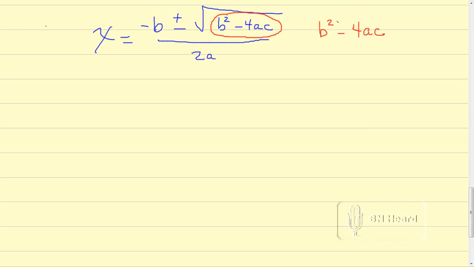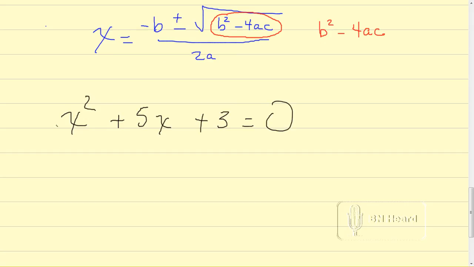Now, we can calculate a discriminant for any equation, and that information gives us some details about the graph of the function. Let's take a look at an example. Let's say we were asked to calculate the discriminant of x squared plus 5x plus 3 equals 0. This is a simple one.